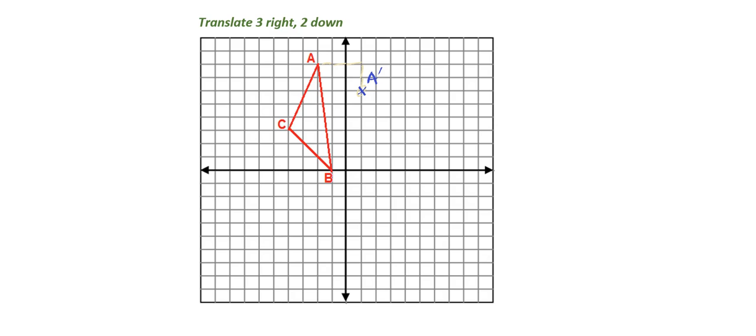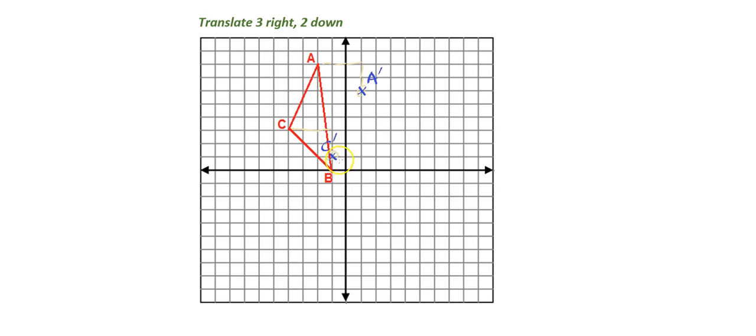So I'm going to do the same process for C. So I'm going to go 1, 2, 3, right? And then 2 down. 1, 2. So it ends up here. So it's a little bit of a pain because I'm overlapping a little bit the original shape. But that is the location of C dash.